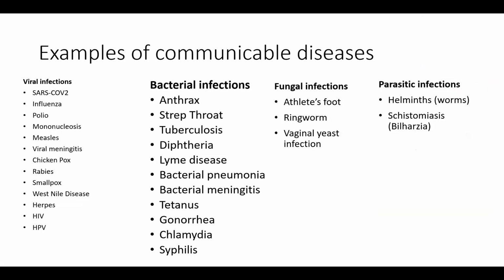Then these are just examples of common communicable diseases. For the viral infections, we have SARS-CoV-2, influenza, polio, measles, chickenpox, smallpox, HIV, herpes, and hepatitis B virus. All these are examples of viral diseases. Then for bacterial infections, we have anthrax, and streptococcal, which can cause a throat infection. We have TB, which is classified as a bacteria. But as I said, I'm mainly discussing the simpler classification.